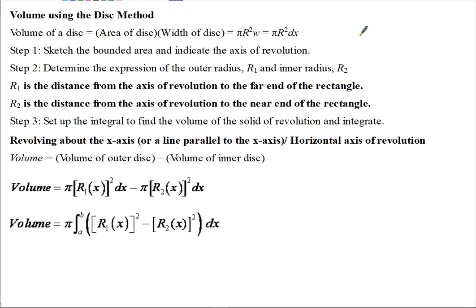These are the notes for AP Calculus on the topic of volume using the disk method and volume using the shell method. So with the disk method, when you're finding the volume, you're basically using a circular disk. And the thickness of that disk is dx.